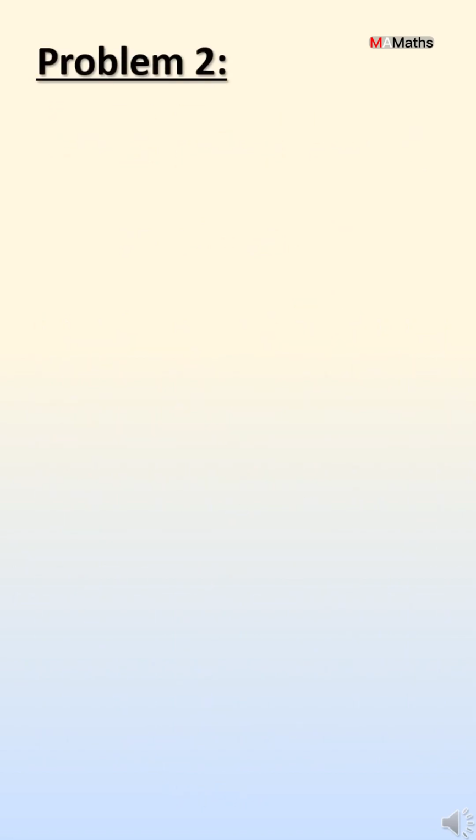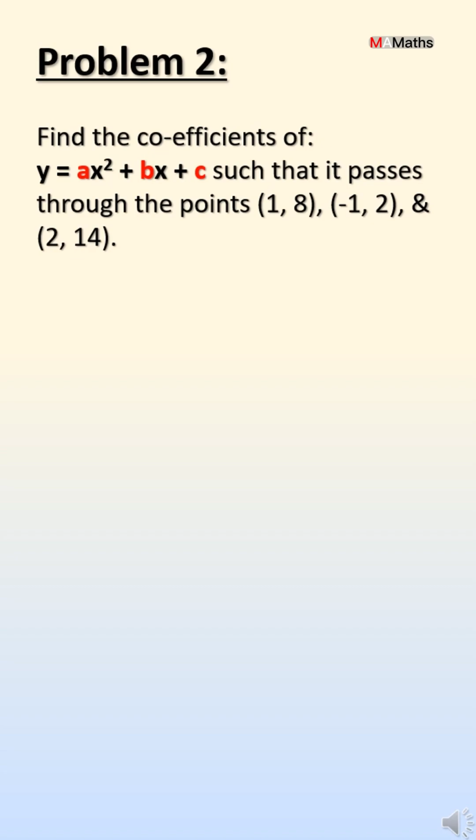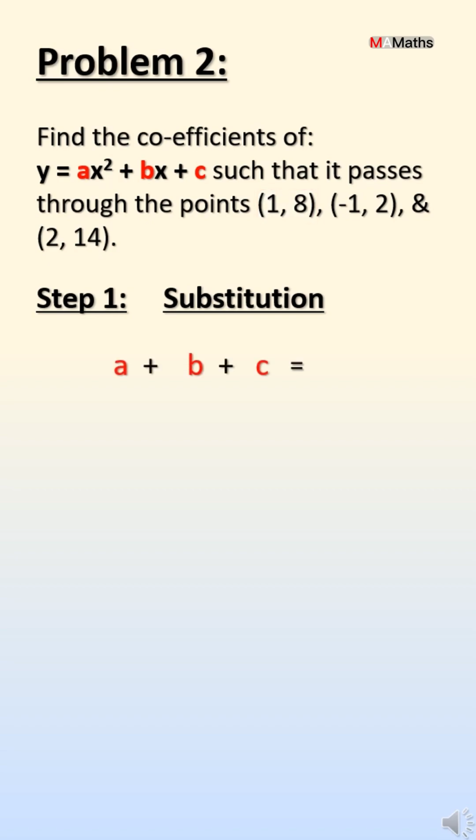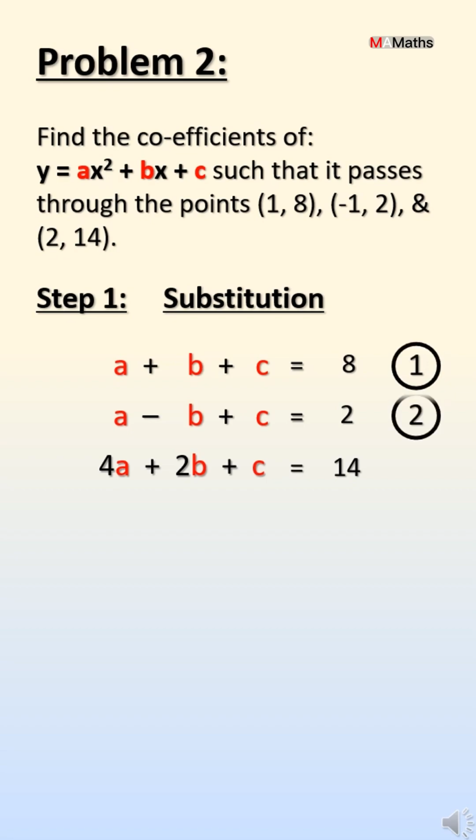Problem 2. Find the coefficients of y equals ax squared plus bx plus c such that it passes through the points (1, 8), (minus 1, 2), and (2, 14). Step 1. Substitution. Substituting that first coordinate (1, 8) into the equation, we get a plus b plus c is equal to 8. Substituting the second coordinate, (minus 1, 2), we get a minus b plus c is equal to 2. Substituting the third coordinate, (2, 14), we get 4a plus 2b plus c is equal to 14. Let's call those equations respectively equation 1, equation 2, and equation 3.